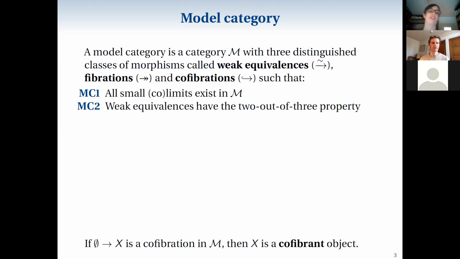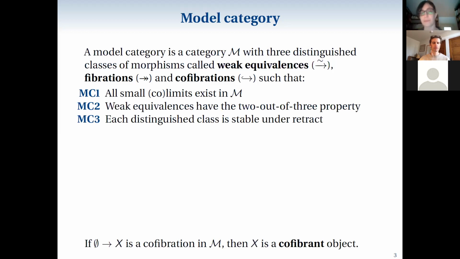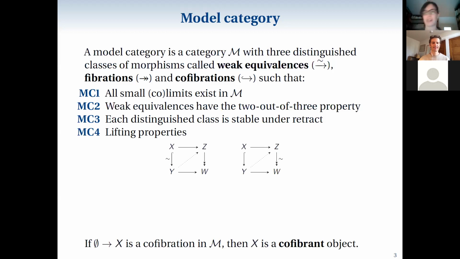Let's move on to the axioms. Then we ask the weak equivalences to have the 2 out of 3 property, which means that once we have 2 morphisms with their composition, if any 2 of these 3 morphisms is a weak equivalence, then so is the third. Then we ask each class to be stable under retracts. Since I'm not going to use this axiom, I'm just going to skip it. So if you know it, very good. Otherwise, don't get distracted.